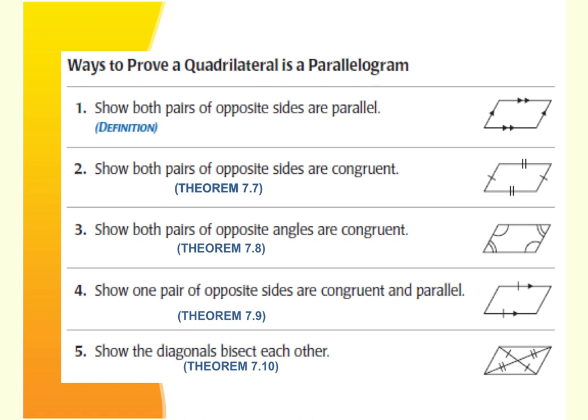This is just giving you the visual. So both pairs of opposite sides, that's the definition. Both pairs of opposite angles, one pair of opposite sides congruent and parallel, and diagonals bisected. Remember that the numbers are not as important as the name. So if you're going to use the theorem, you need to give the name or just describe what it says.